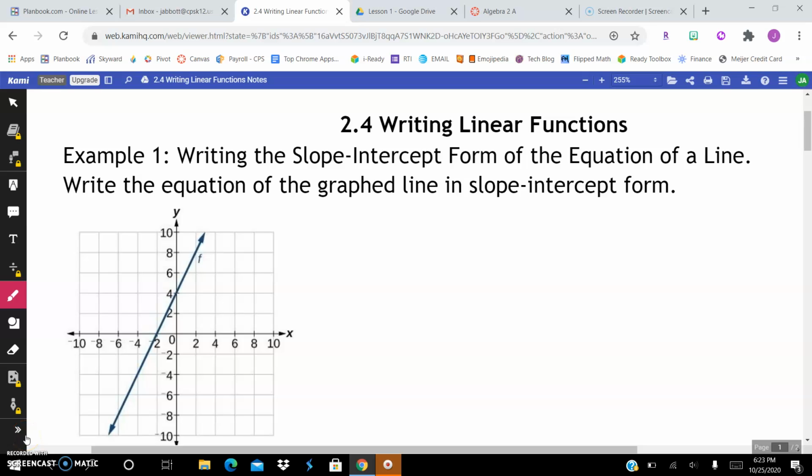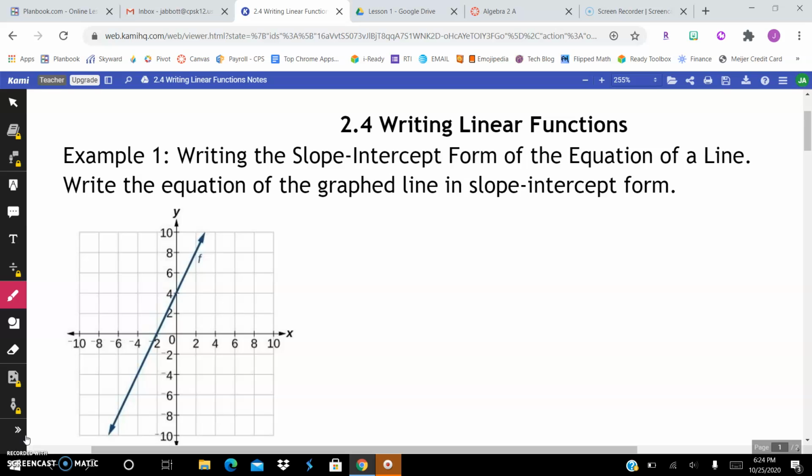For section 2.4, writing linear functions, I am going to divide it up over 2 days. The first day is going to be slope-intercept form, finding the slope from 2 points, and point-slope form. And then the next day will be a lesson on point-slope form.